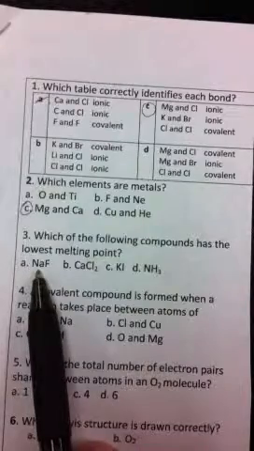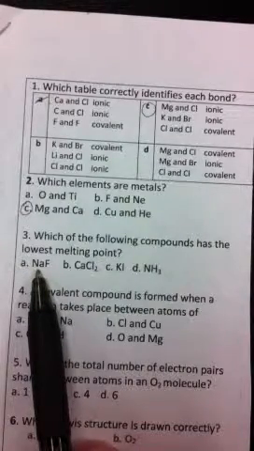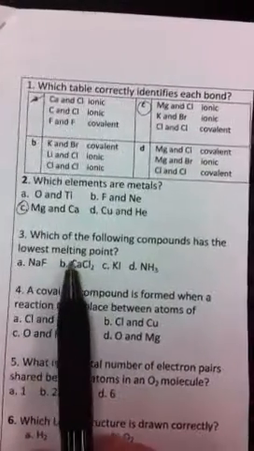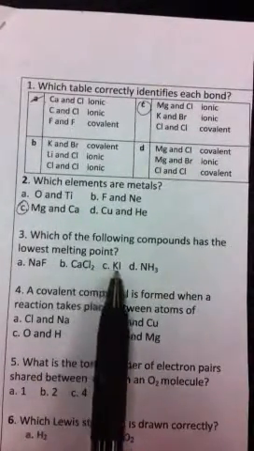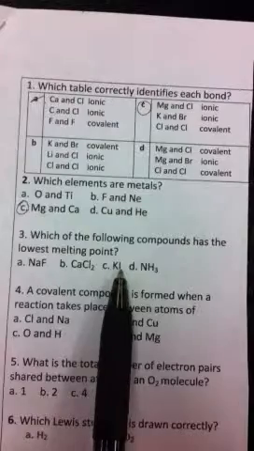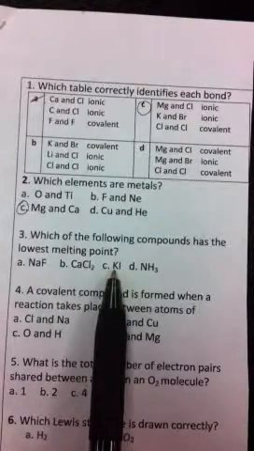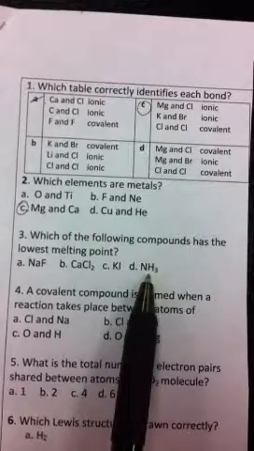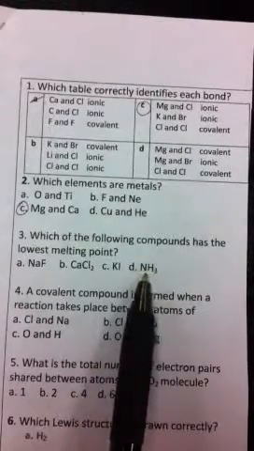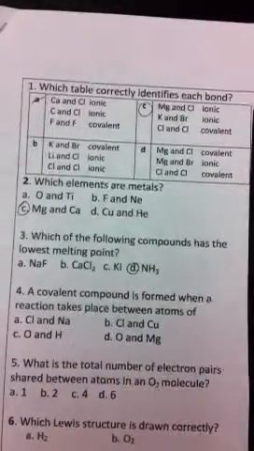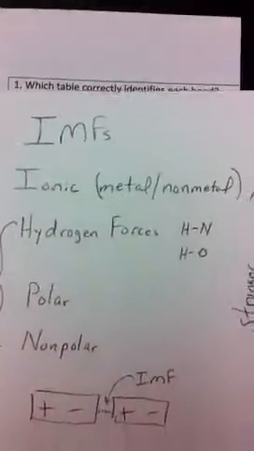Well, the first thing you need to do is decide which of these are ionic. This one is ionic, metal and a nonmetal. This one is ionic, metal and a nonmetal. This one is ionic, potassium and iodine. That's an I. So all 3 of these are ionic compounds. This is a covalent compound. This is 2 nonmetals. So we know that covalent compounds have lower melting points and boiling points than ionic.